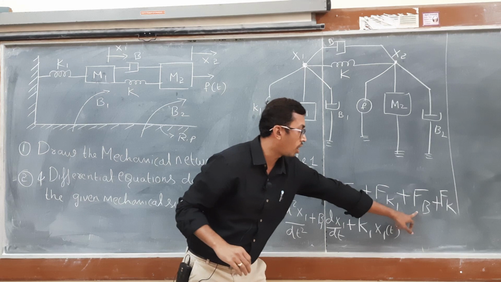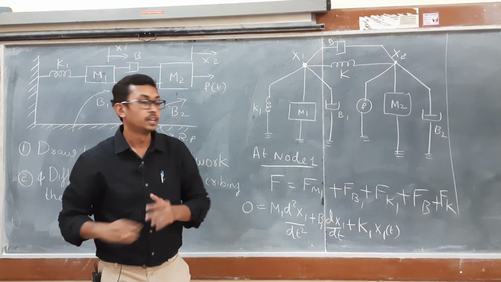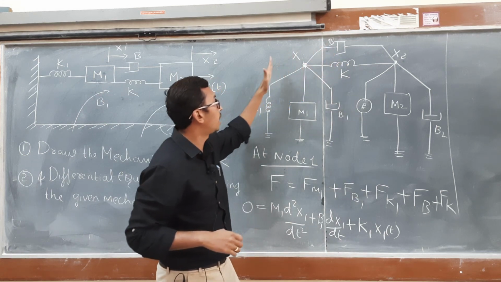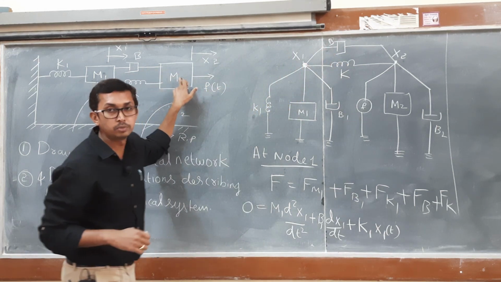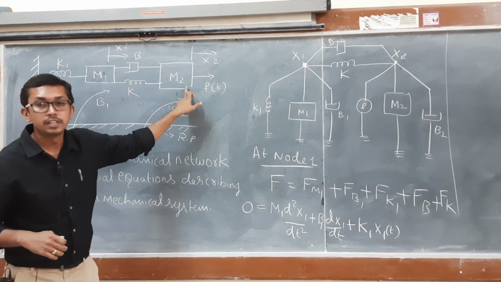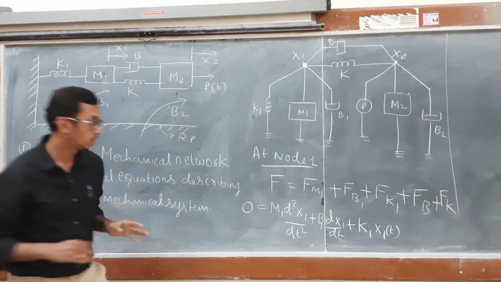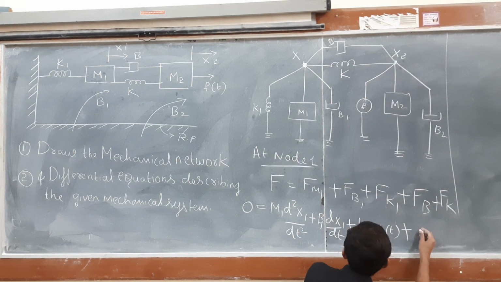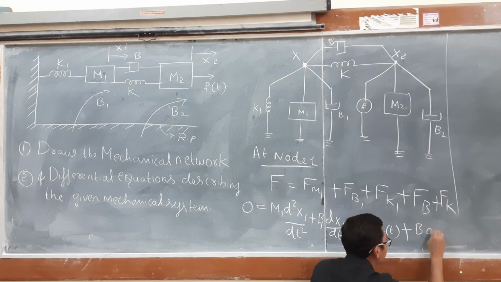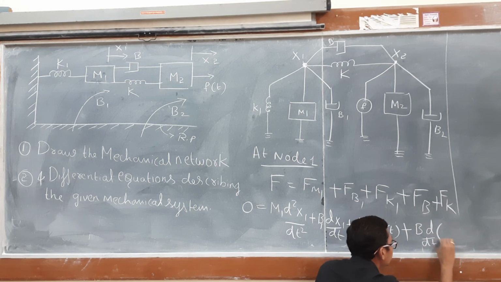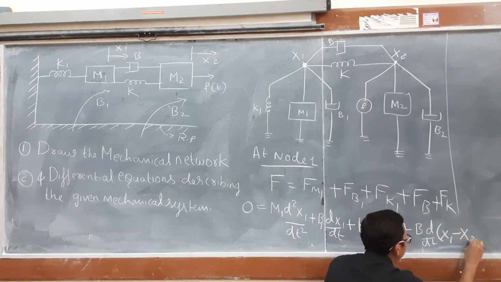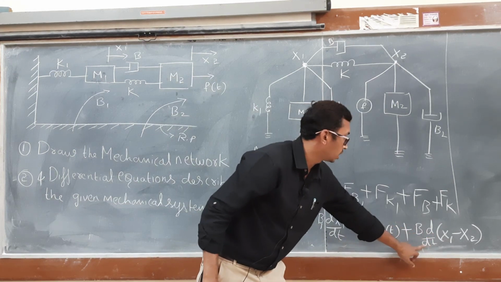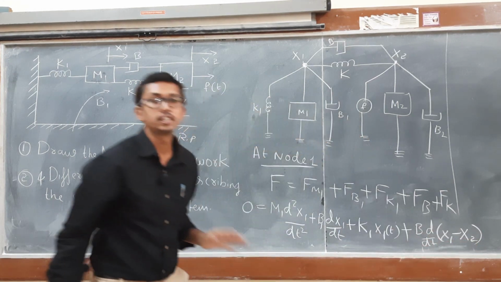Next, we have F of B. F of B means the friction between the mass M1 and M2. So please pay attention. The differential equation can be written as B d by dt of x1 minus x2. B into d by dt of x1 minus x2.